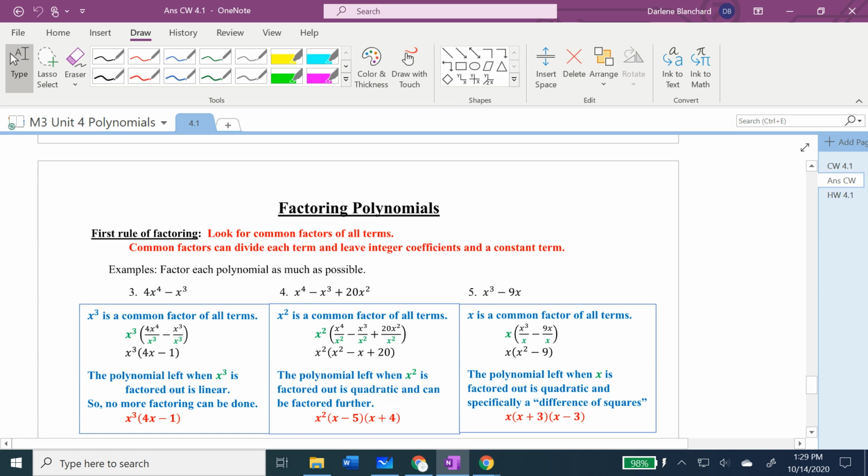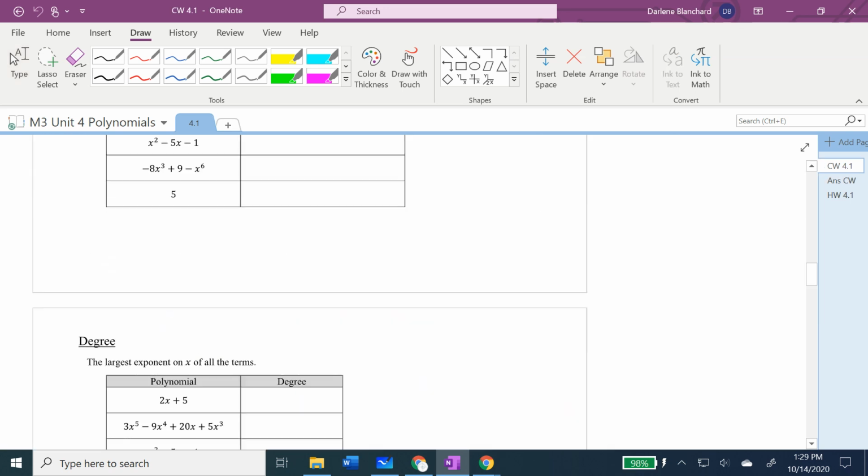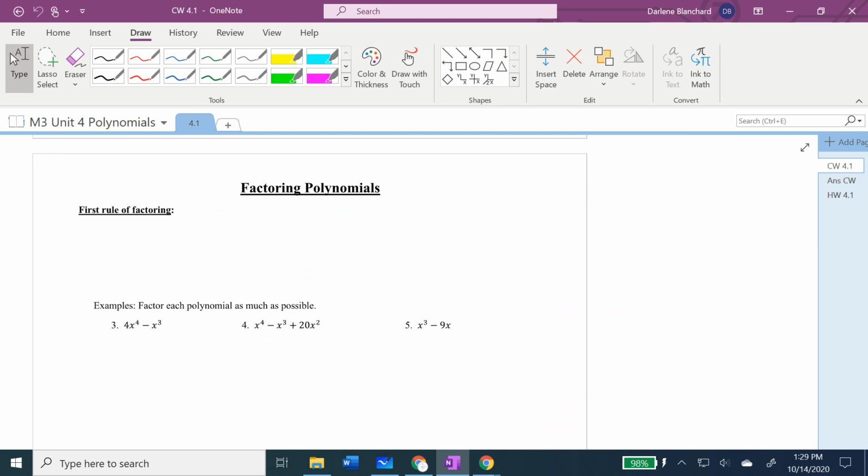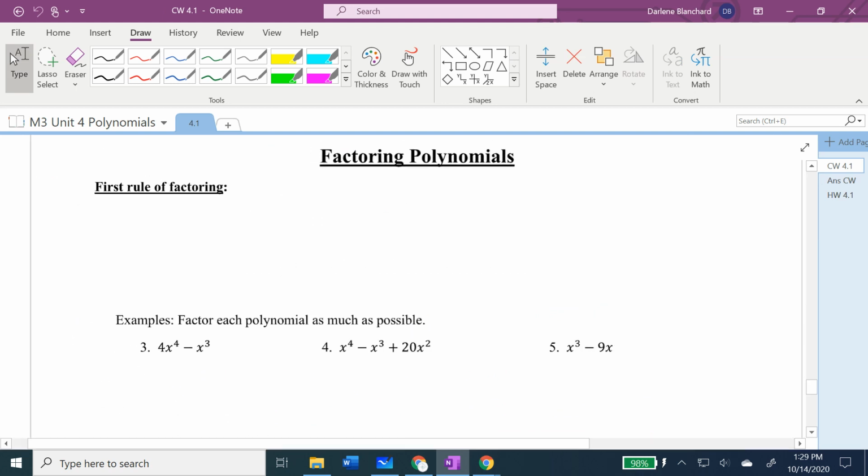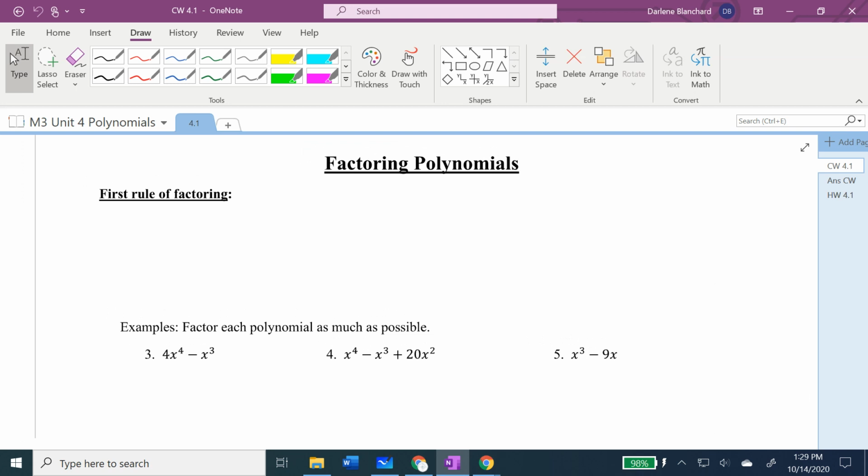Anyway, okay. Oh, I'm showing you the answers. I wanted to not show you the answers, but start off with the questions. Okay, first rule of factoring. You've probably heard this before, but maybe you forget.